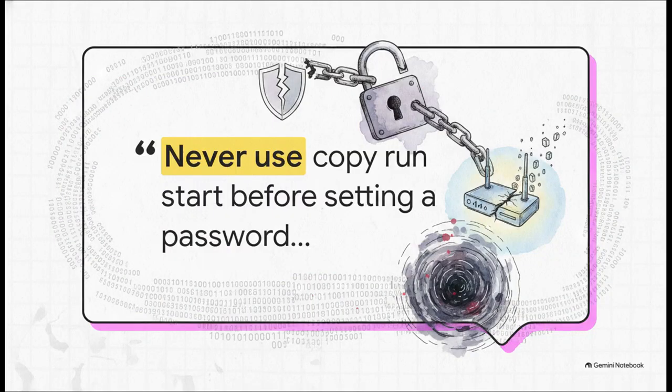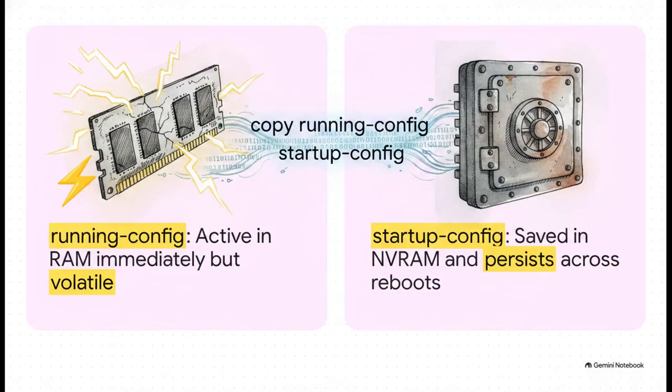Which brings us to a massive golden rule from Chapter 3. Never, ever use copy run start before setting a password. Why? Because if you save an unsecured config, you've just committed that vulnerability directly to flash memory. Even if the router reboots, it wakes up completely wide open. Just don't do it. So you really need to understand the fundamental difference here. Your running config is active in RAM right now. It's doing the work, but it's volatile. A quick power blip, and it's gone. Your startup config, on the other hand, lives safely in NVRAM and survives a reboot. When you run copy running-config startup-config, you're bridging that exact gap.